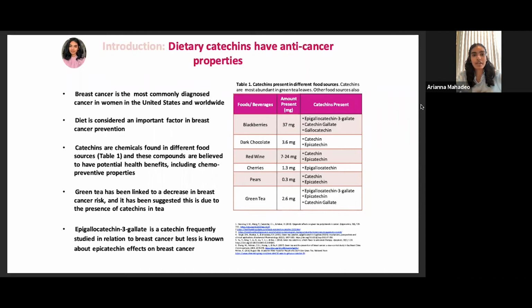The table on the right shows some of the foods that contain high levels of catechins, which are blackberries, red wine, and green tea. Green tea has actually been linked to a decrease in breast cancer risk due to the presence of catechins. Epigallocatechin 3 gallate has been frequently studied in relation to breast cancer, but less research has been done on epicatechin.